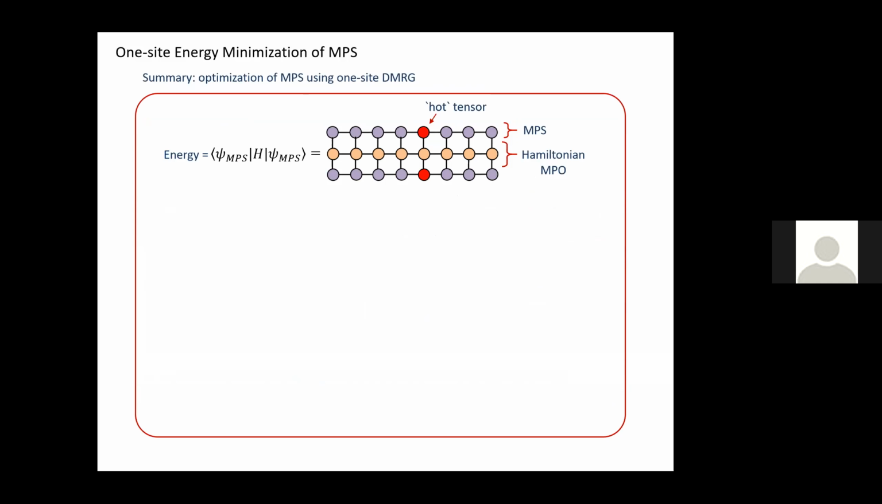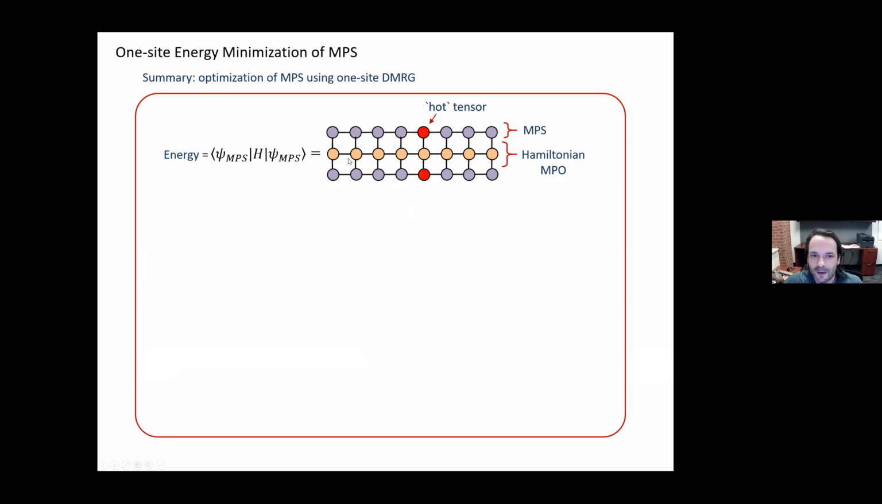So I thought I would just start off by going through an overview of how this works with respect to DMRG, or the one-site version of optimizing a matrix product state. I start off with a matrix product state and a Hamiltonian represented as an MPO, and I want to maximize or minimize the energy.